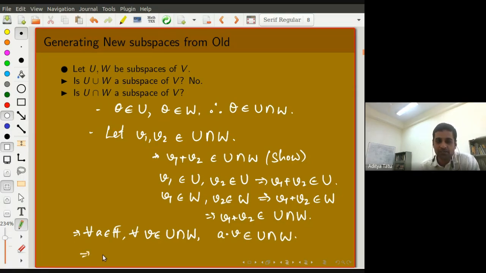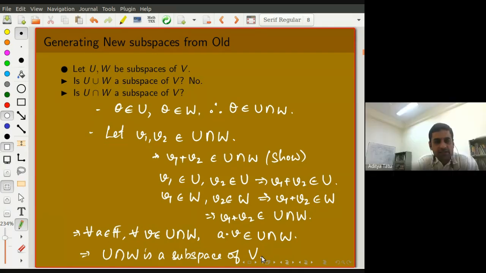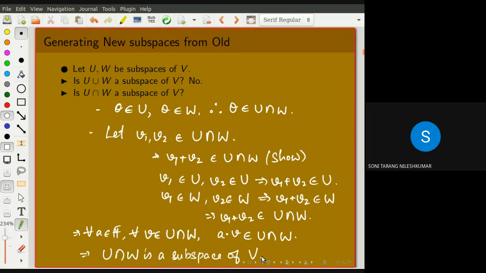Okay, so that implies U intersection W is a subspace of V. Sir, we can also think of it as follows: now that U and W are subspaces, that means that U and W have the same structure as V. Yes. Therefore all the elements that are common to both U and W will also have the same structure as V, and therefore we can say that it is a subspace.